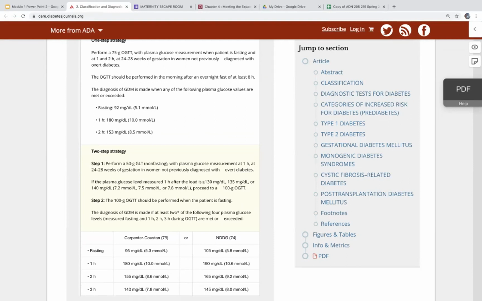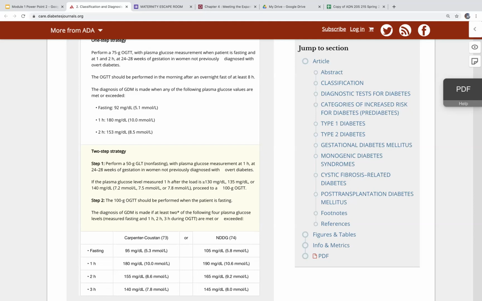So step one, perform a 75-gram oral glucose tolerance test with plasma glucose measurement when the patient is fasting and at 1 hour and 2-hour intervals at 24 to 28 weeks. The oral glucose tolerance test should be performed in the morning after an overnight fast of at least 8 hours. The diagnosing of GDM is made when any of the following plasma glucose values are met or exceeded.